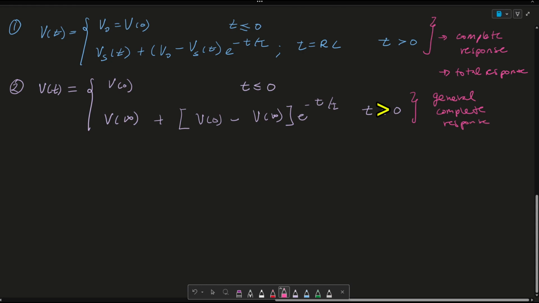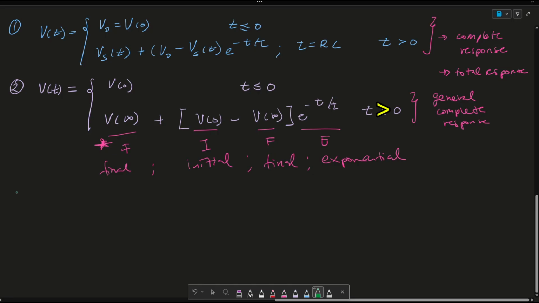And you might see other textbooks refer to this as the FIFE equation, FIFE. And this stands for final, initial condition, final, and an exponential at the end. All right, so this is where this term FIFE comes from. And it's a very, very important equation to know and to memorize. And you can really solve any RC circuit using this concept.